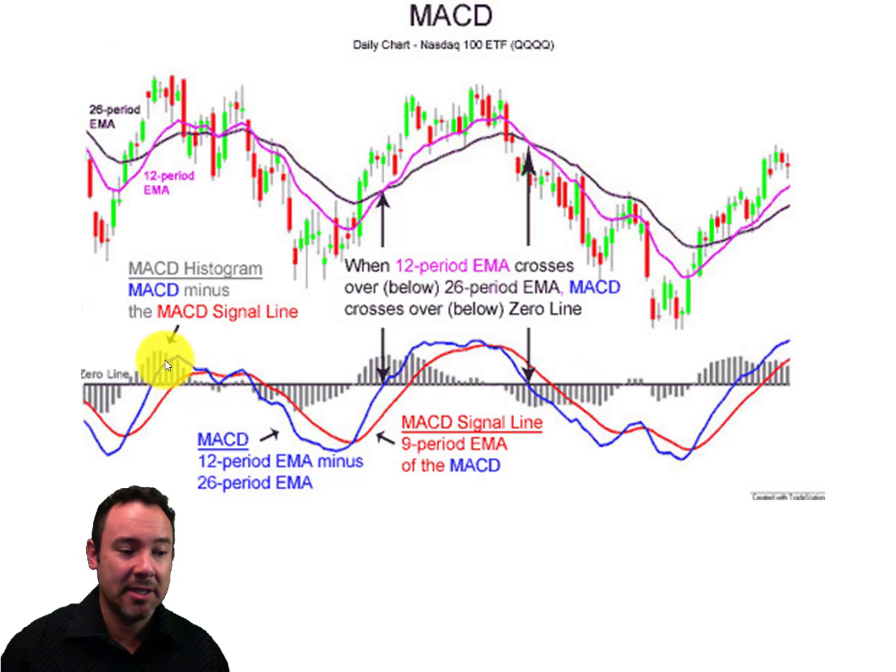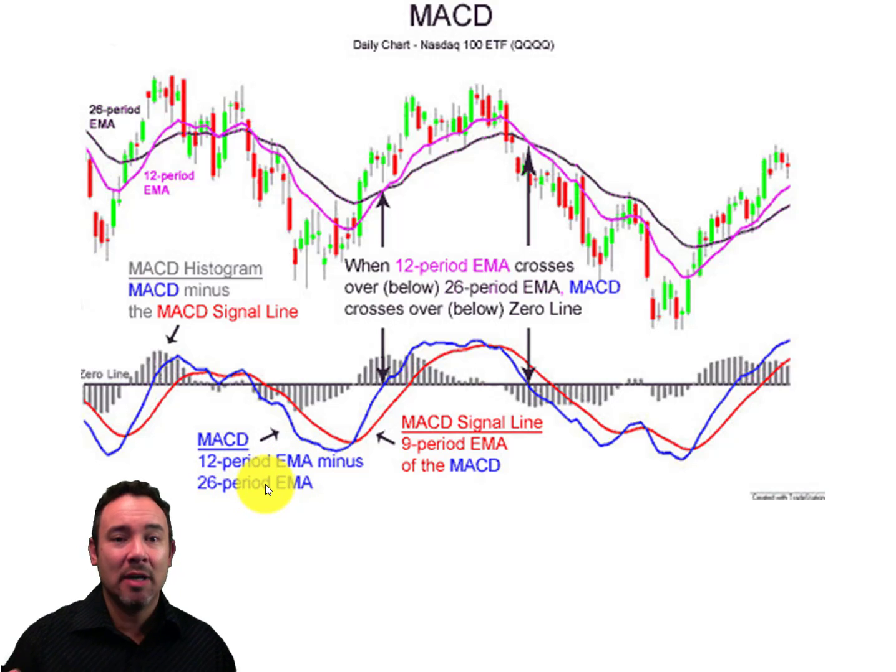The blue line here is the MACD line. And the MACD line is basically the 12-period EMA, and that stands for exponential moving average, minus the 26-period EMA. Now, the cool thing about learning how to use this MACD is you don't need to understand all this exactly. But I want you to at least sort of know where it's coming from, because the more you understand these things, the better your trading can be.